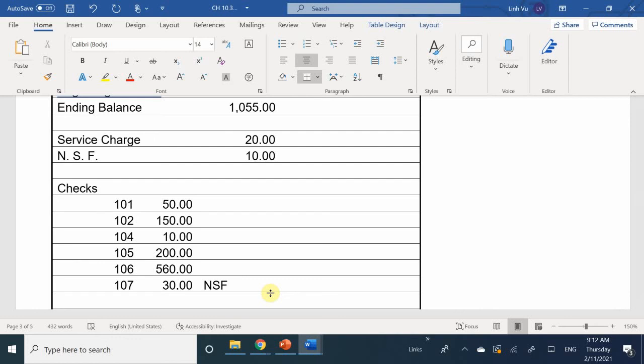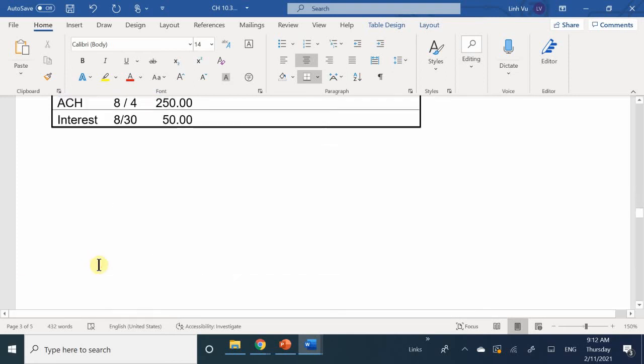It's just I put NSF on the side because what happened is we got charged for that because we didn't have enough money in our bank, but it didn't charge us back for the same amount, so they pushed forward for it. Okay. So which ones did not clear? 103 and 108.